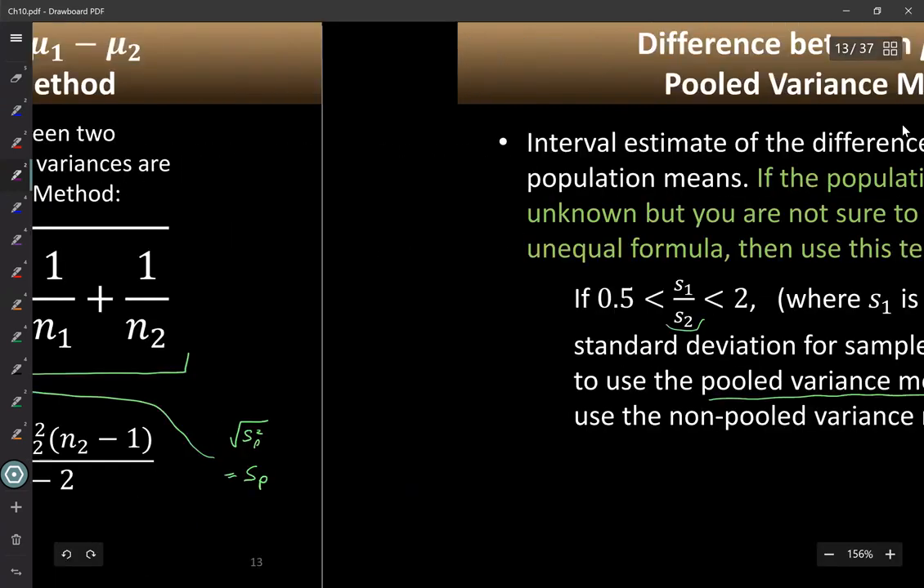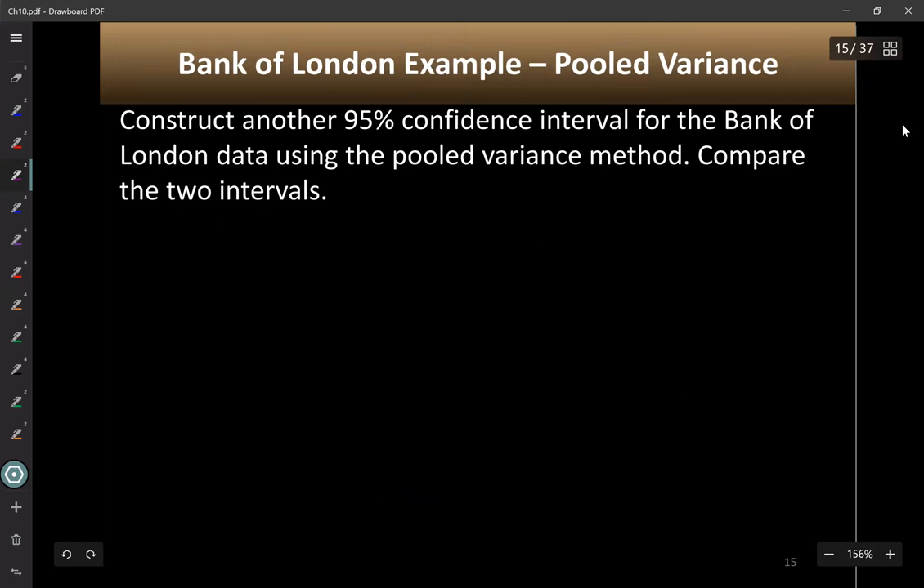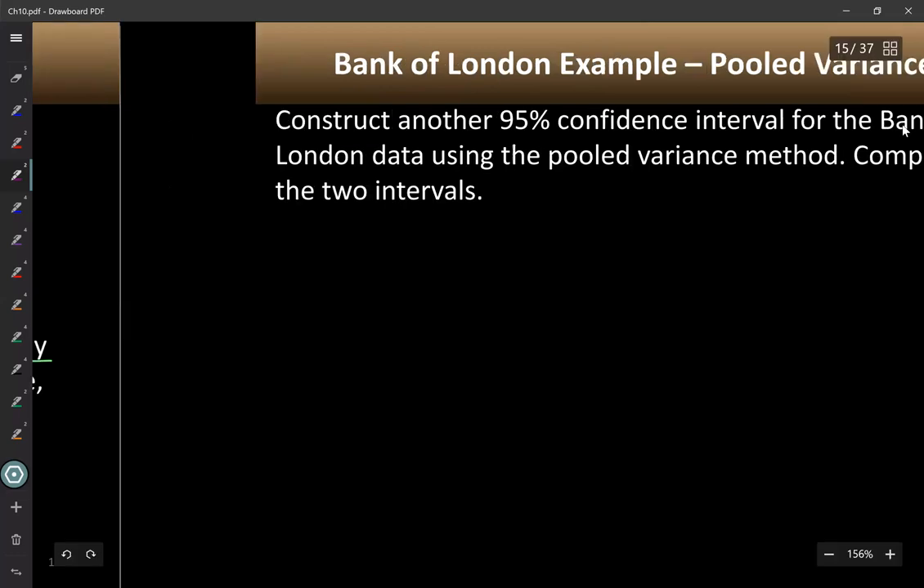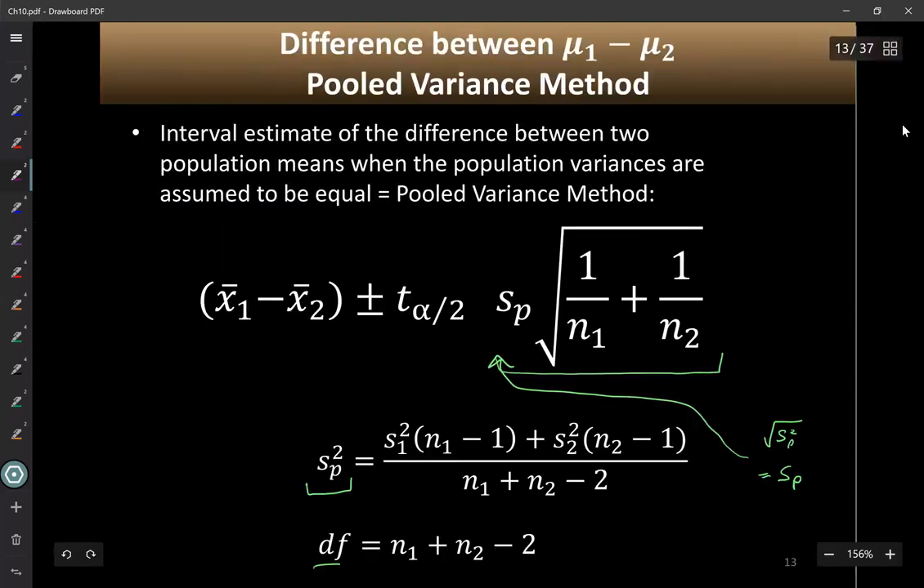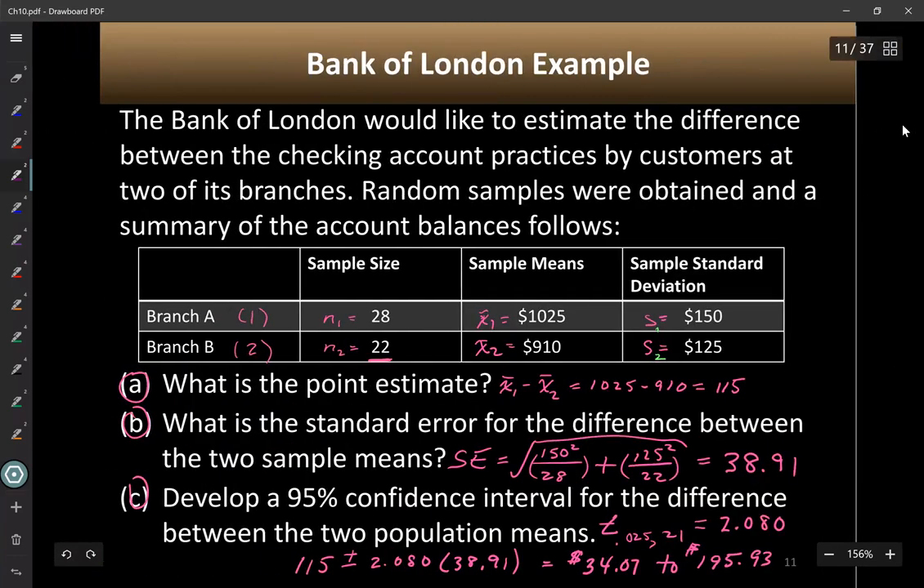Okay, so we will look at an example, and we will revisit the Bank of London example that we used earlier. Construct another 95% confidence interval for the Bank of London data using the pooled variance method, and we'll then compare the two intervals. So let's go back again. We were looking at the difference between the checking account practices by customers at two of its branches. Random samples were obtained, and the summary of their account balances are in the table here.